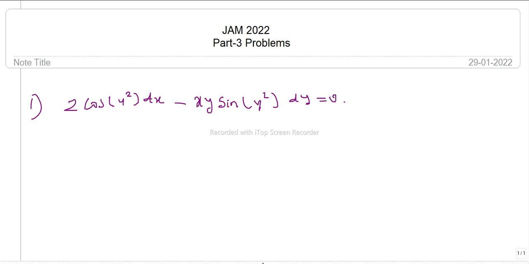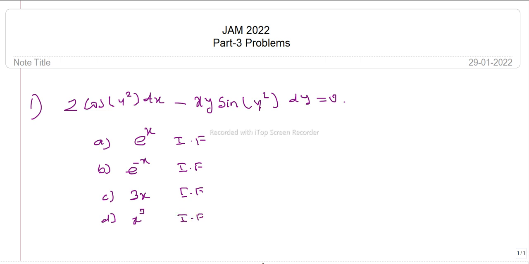First option, e power x is an integrating factor. Second option is e power minus x is an integrating factor. Third option is 3x is an integrating factor. The last option is x cube is an integrating factor. So which of the following is an integrating factor of this differential equation? So how to find this one?